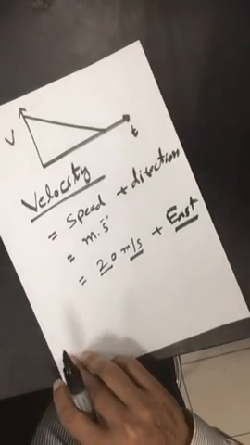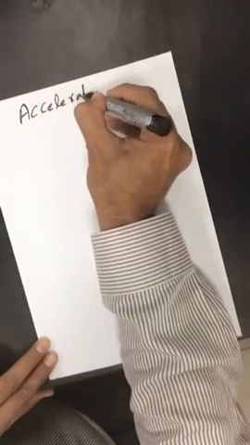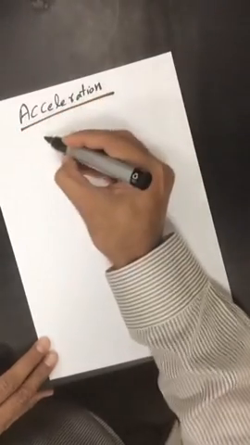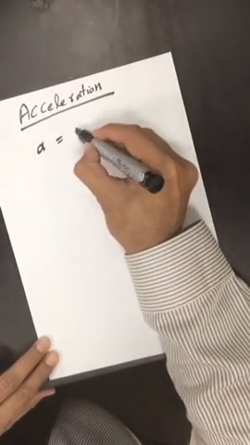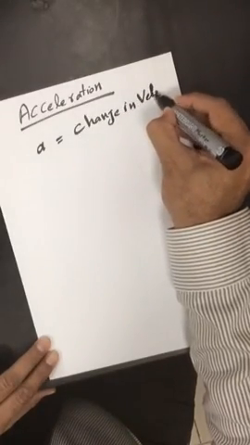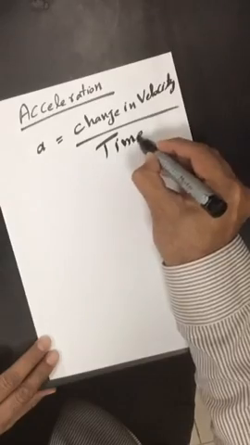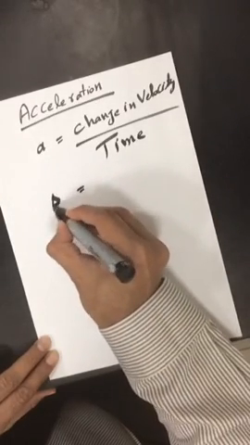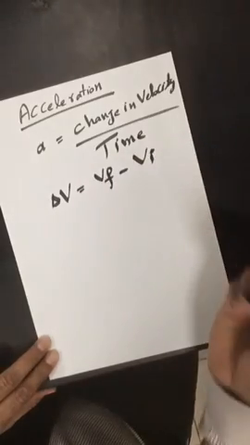Now we come to the acceleration. How do we calculate the acceleration, what is that, positive acceleration, negative acceleration. Acceleration means rate of change of velocity, and we represent it as a for acceleration, change in velocity over time. How do we find the change in the velocity? This symbol for change in velocity, delta V. Final velocity minus initial velocity, this is called the change in velocity.